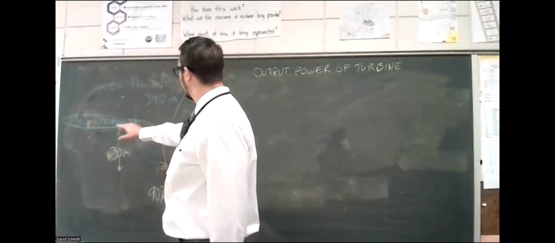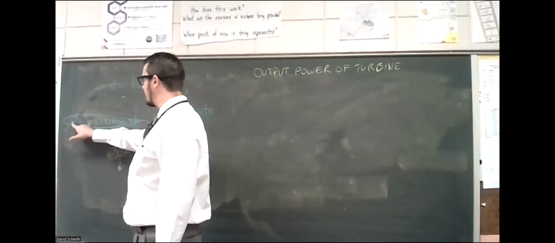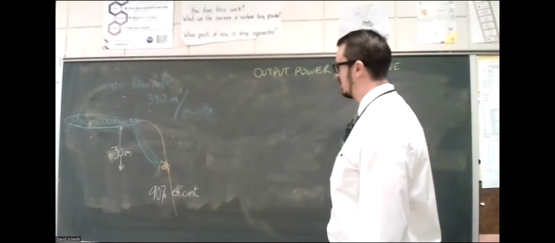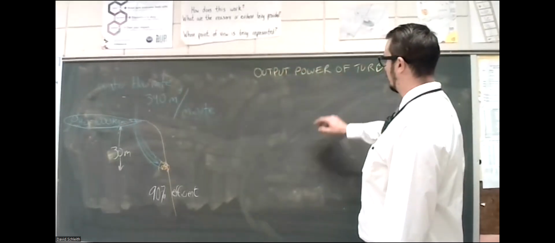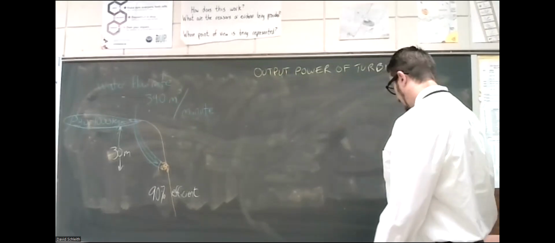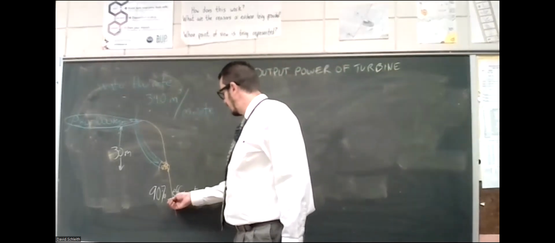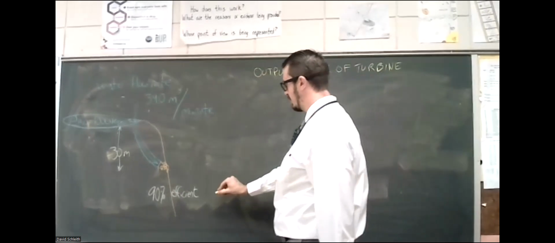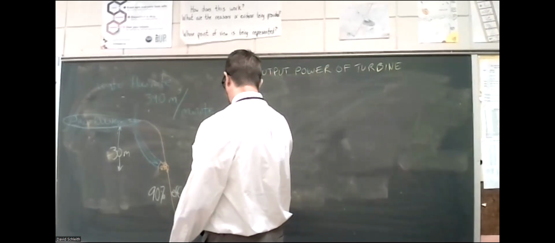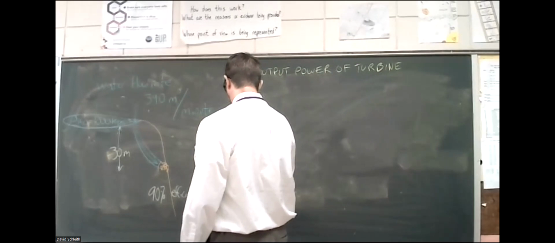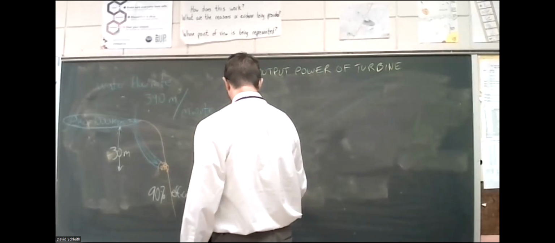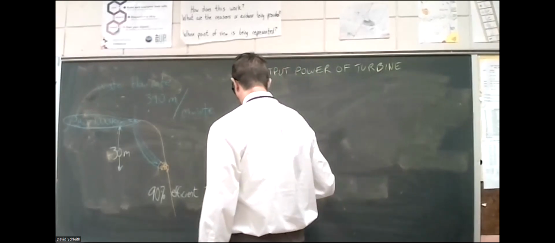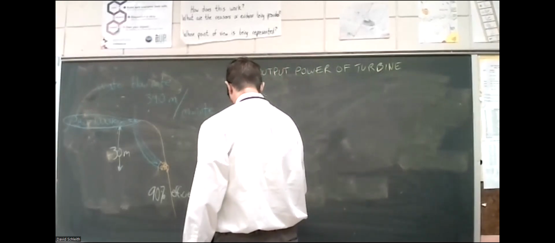And the density of water is also given, so I put it here in the lake. The density of water is 1,000 kilograms per cubic meter. So from that given information, our job is to calculate the output power of the turbine. Starting with the definition of efficiency, efficiency is the useful output power over the total power in.